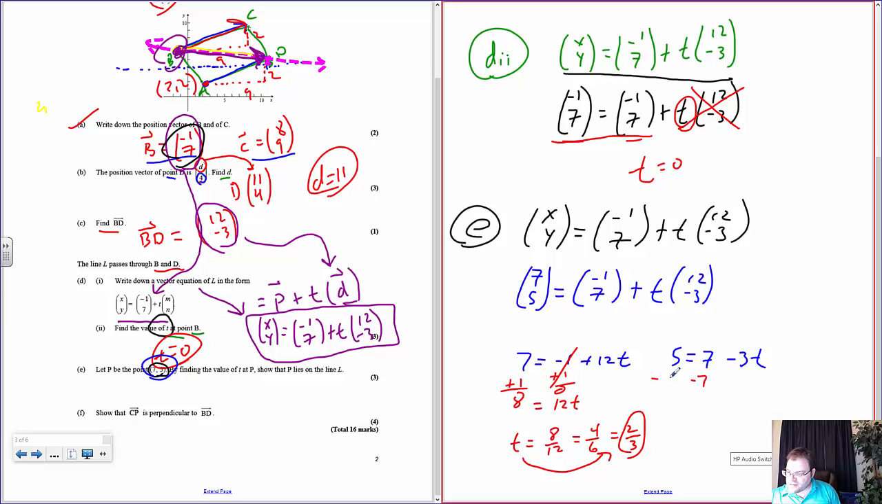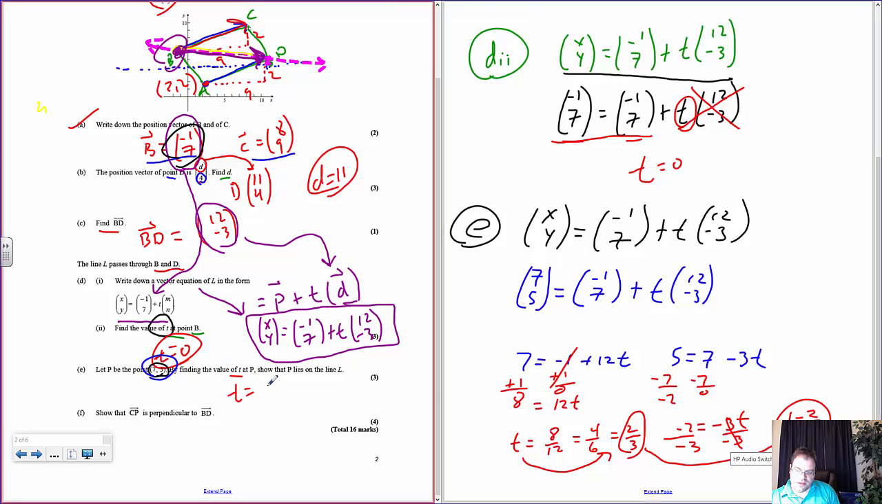This one I'll solve by subtracting 7 from both sides. So 5 minus 7 is -2. So -2 equals -3t. Let's divide both sides by -3. A negative divided by a negative is a positive, so again t is going to equal 2/3. So because these values are the same for t, I have shown that point P is actually on this line. So it says find the value of t, and of course t is going to be 2/3.